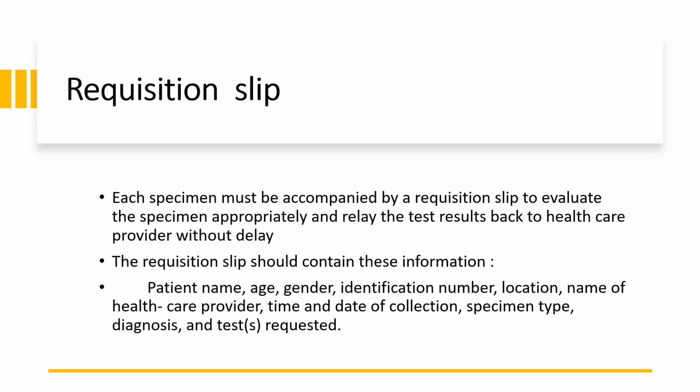The requisition slip should contain information such as name, age, gender, identification number, location, name of the healthcare provider, time and date of collection, specimen type, diagnosis, and test requested.